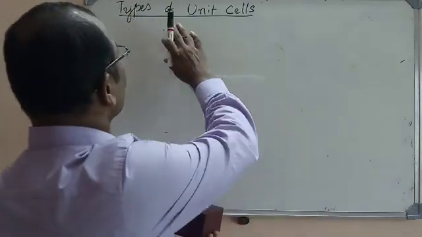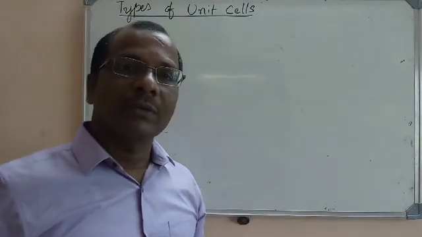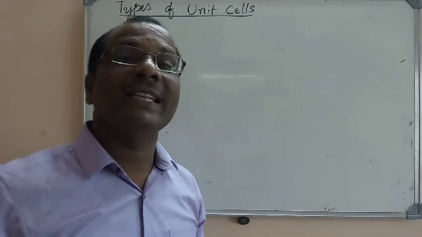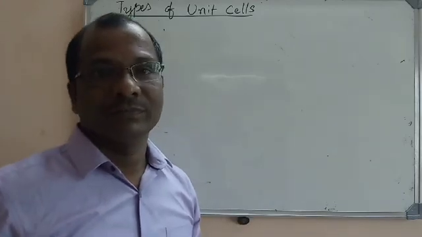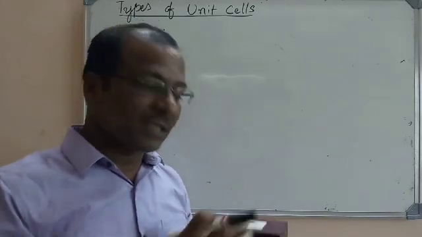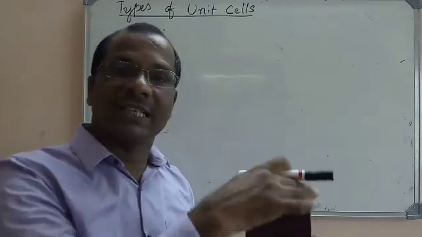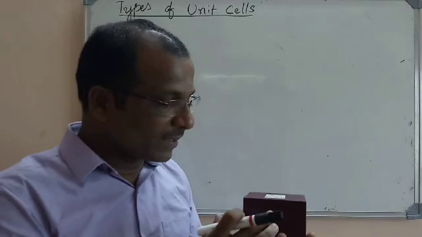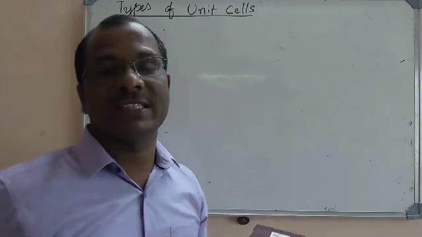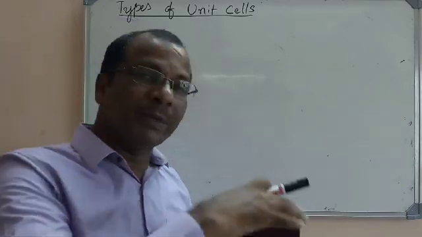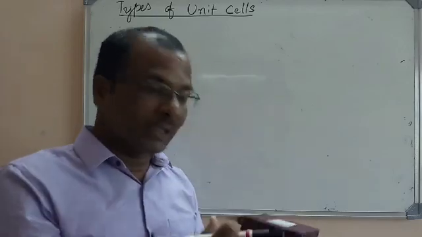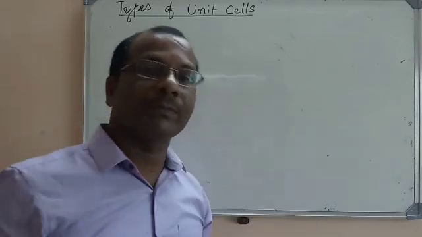Now, types of unit cells. We get different types of unit cells by the arrangement of the points. If you arrange the points, atoms, in different positions, you can arrange the points at the corners, or you can arrange the points at the centers of the faces, or you can keep a point at the center of the body. In the middle of this cube you can keep one point.